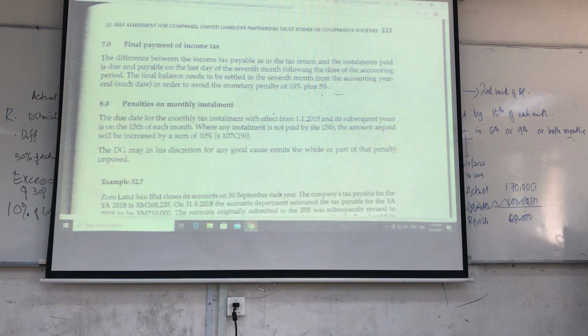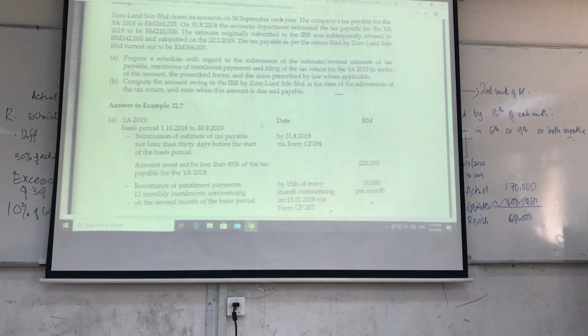Now, the final payment of income tax. The difference between the income tax and the installments paid is payable on the last day of the 7th month. Even though you submit on 30th of June, you still have until 31st of July to make payment. The final balance needs to be settled in the 7th month from the accounting year end. Otherwise, a penalty of 10% plus 5% applies. If you are late, there is a penalty of 10%. Late another month, another 5%, so it is accumulated. Penalty on monthly installment, I mentioned 10%. Example given.